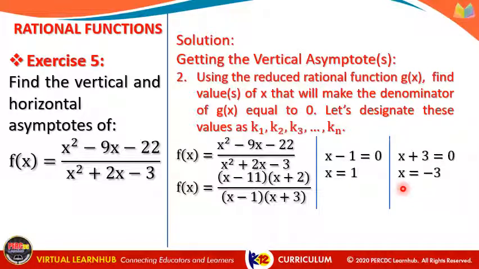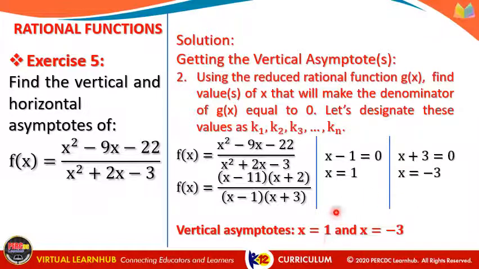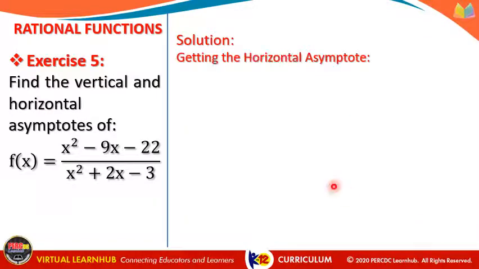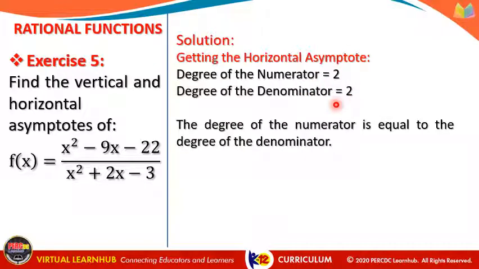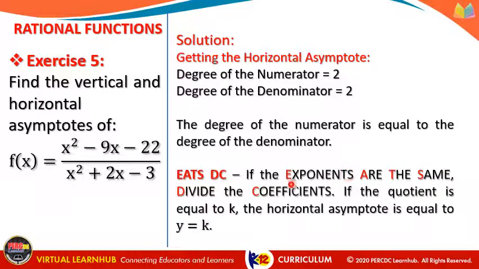In short, dalawa ang vertical asymptotes natin. Yung isa, nasa x equals positive 1. Yung pangalawa, nasa x equals negative 3. For the horizontal asymptote, okay, ano ang degree ng numerator? The numerator is a second degree polynomial. The denominator is also a second degree polynomial. Parehas yung degree nila. Ano ngayon ang gagamitin natin? Yung its DC ulit. Exponents are the same, divide coefficients.